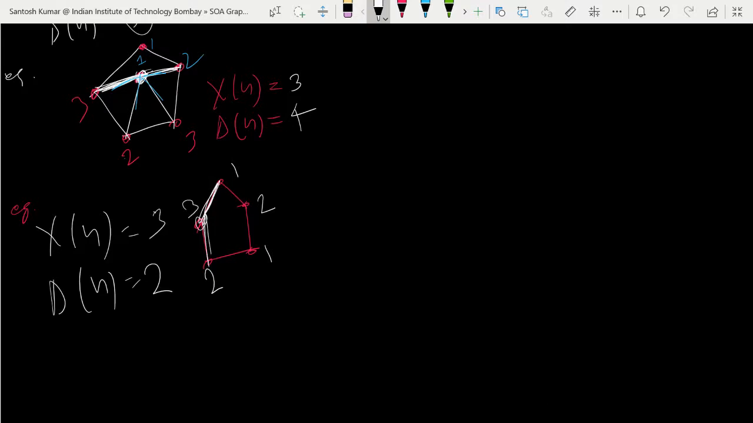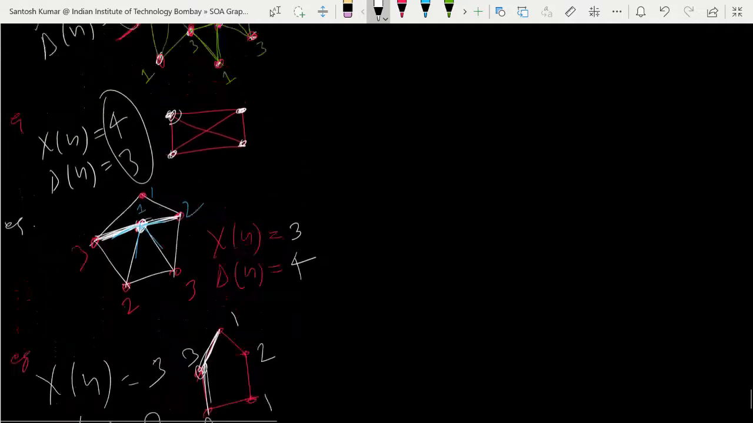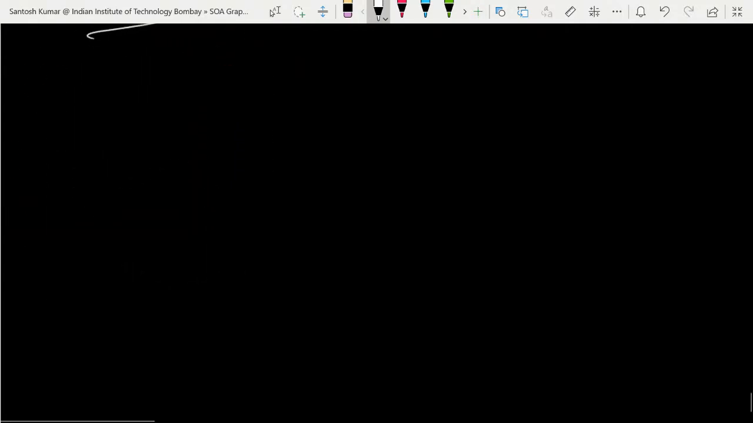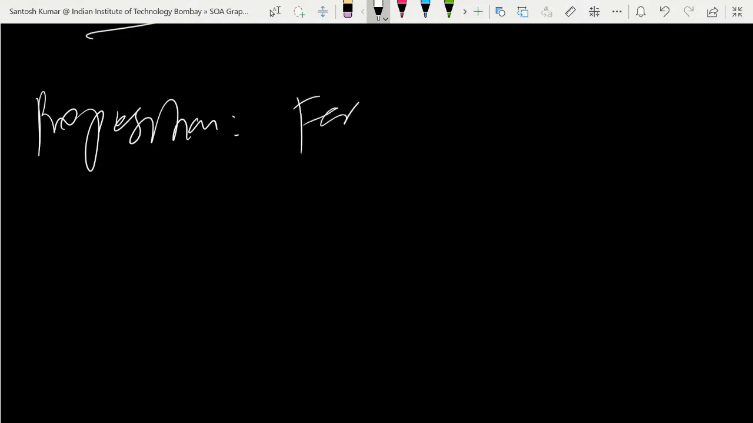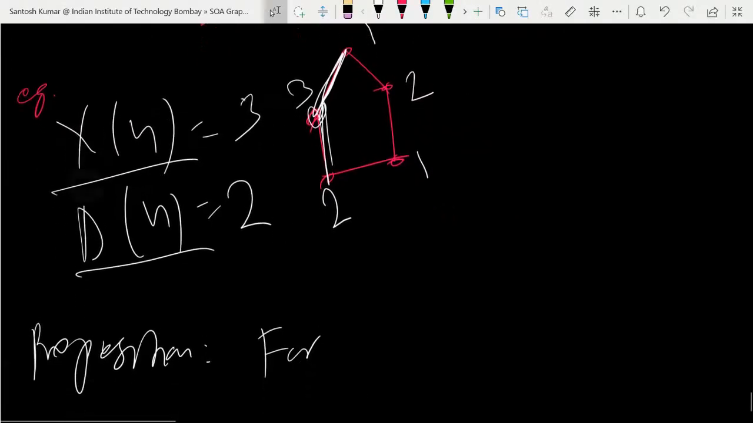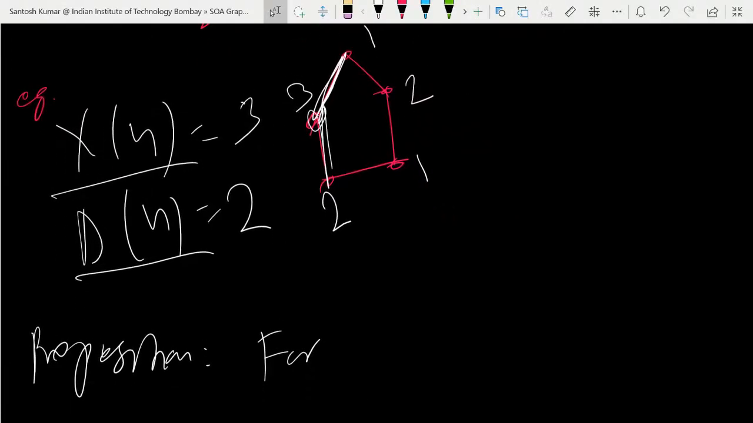So chromatic number is 3. Okay, so see, actually directly you cannot decide which one is larger between chromatic number and degree, but the proposition is, so I will write the result. So the proposition is actually for any graph. Sir, 3. 3, sir. Yes, that's fine.